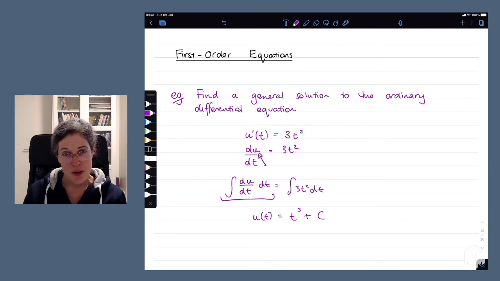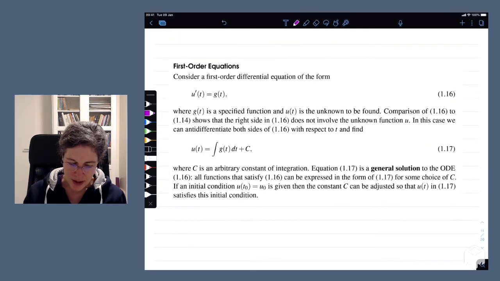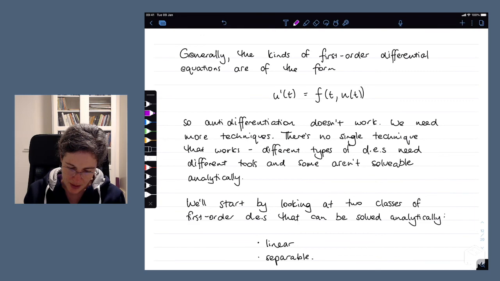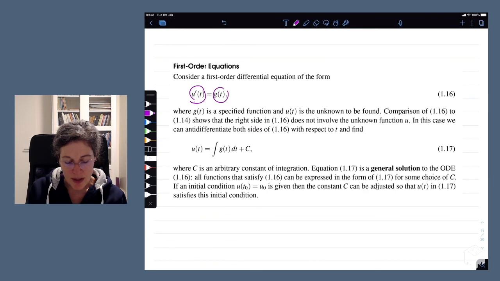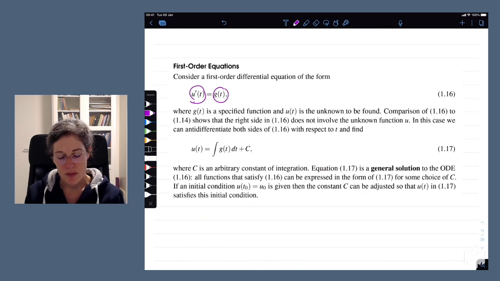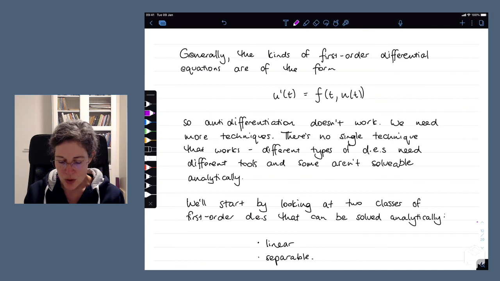I wish this was as far as we had to go and we could all just go and have coffee for the rest of the term, but we can't, because usually we don't have a simple situation where our function, like the one that we just saw, has a derivative that only depended on t. It didn't have any u's in it. But usually that doesn't happen. So usually we're going to have that our derivative is equal to some function that includes t's and u's. And then we can't just straight antidifferentiate.